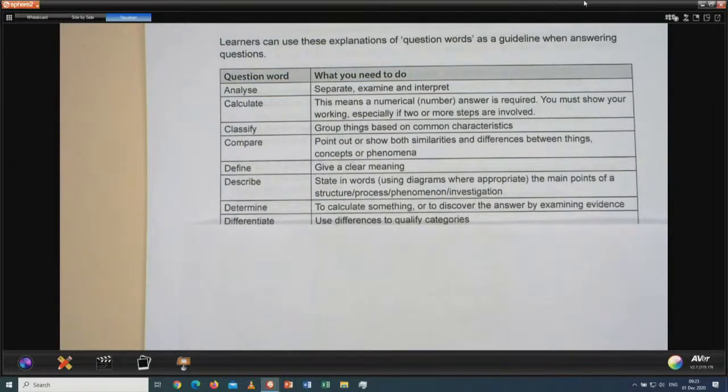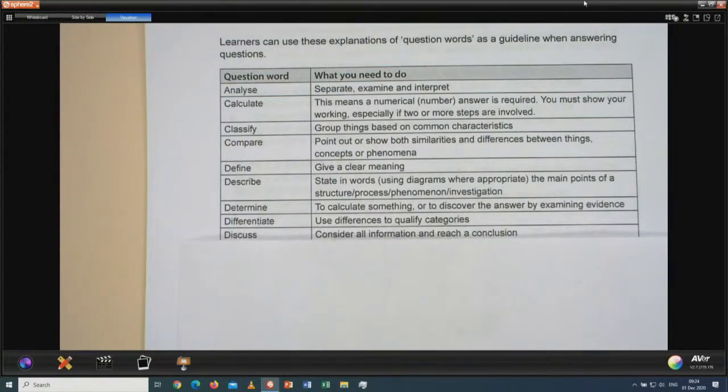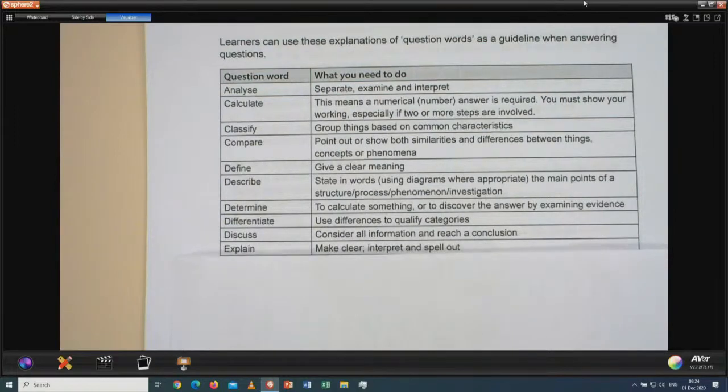Maybe you differentiate between a tropical cyclone and a mid-latitude cyclone. What is it that you need to do? You give us the differences. You classify them. Right, discuss: consider all information and reach a conclusion. So we go to the next one, explain: make clear, interpret and spell out. I think that one is clear.